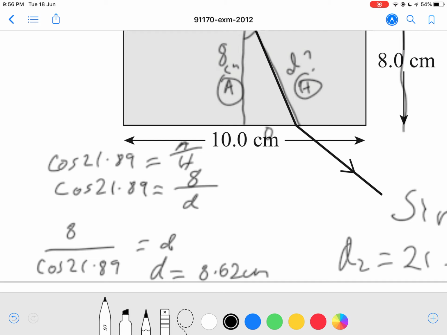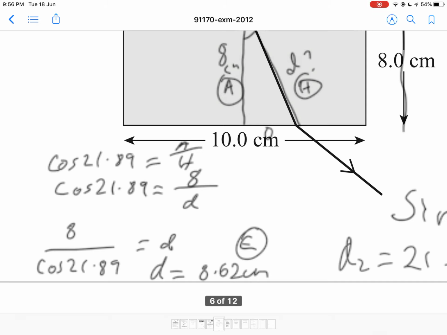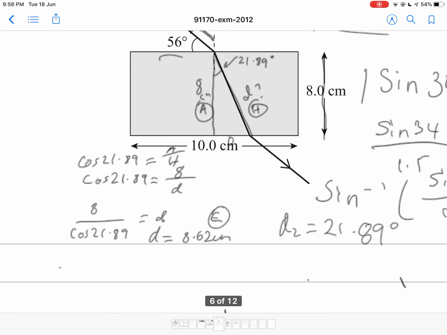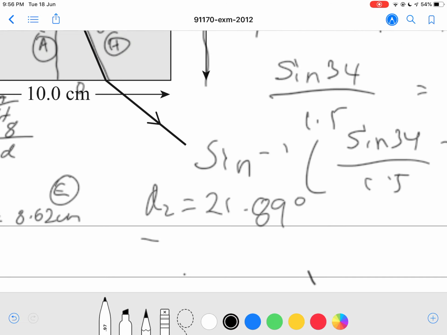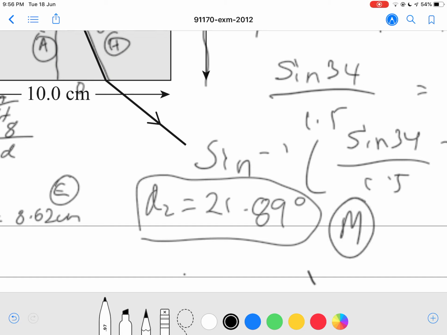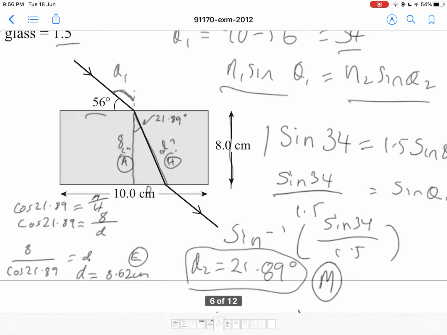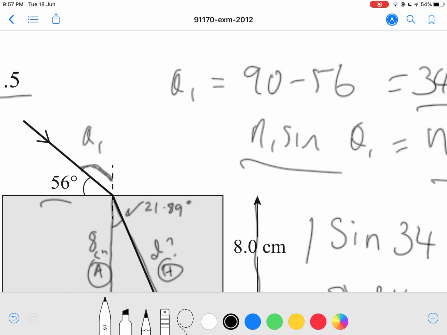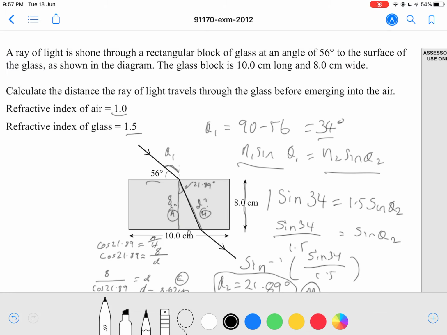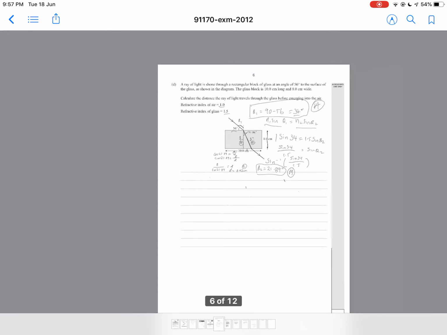Getting all the way to 8.62 centimeters will get you the excellence grade. To get your merit grade, you're looking at getting the correct refracting angle of the glass. So getting that the angle theta 2 is equal to 21.89 degrees will get you a merit grade. To get your achieved grade, you're looking at calculating the correct angle of incidence. Like I said before, the angle of incidence is not 56 degrees, it's 90 minus 56 degrees, and that is 34 degrees. So this first step here will get you an achieved. Okay, moving on.